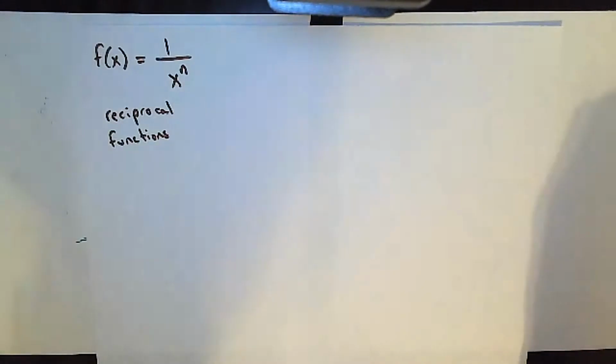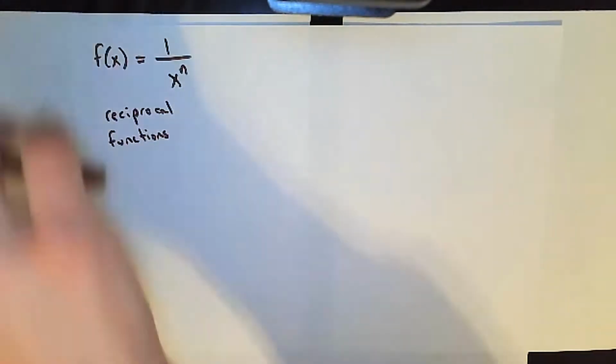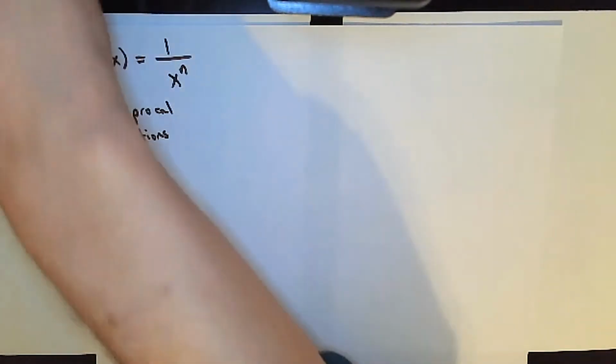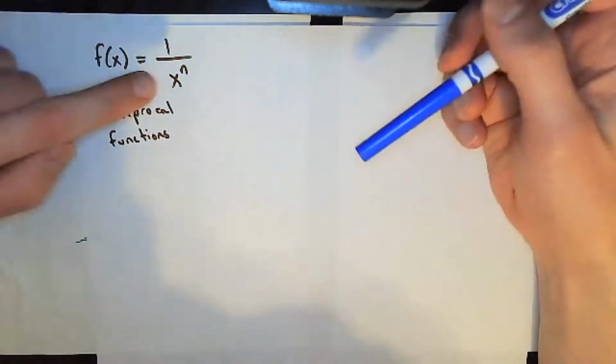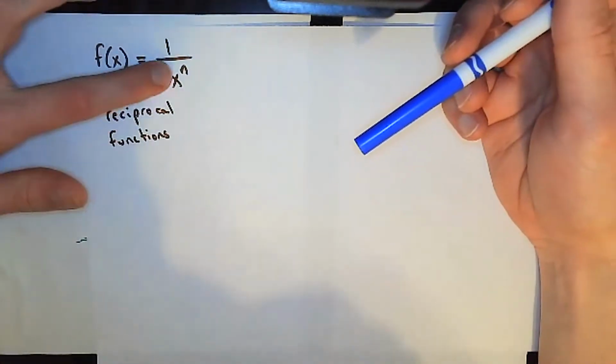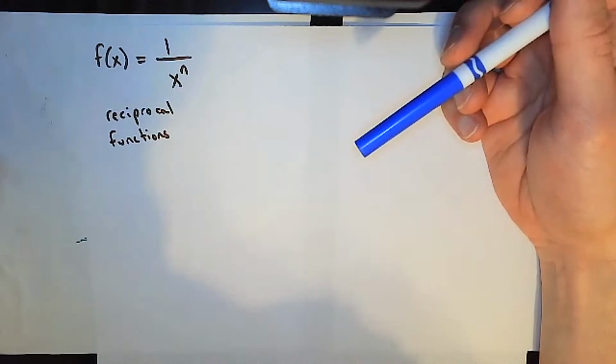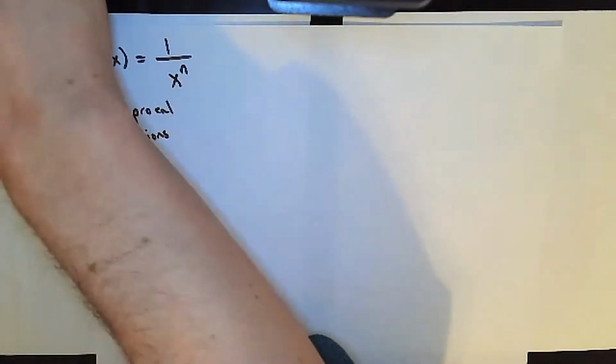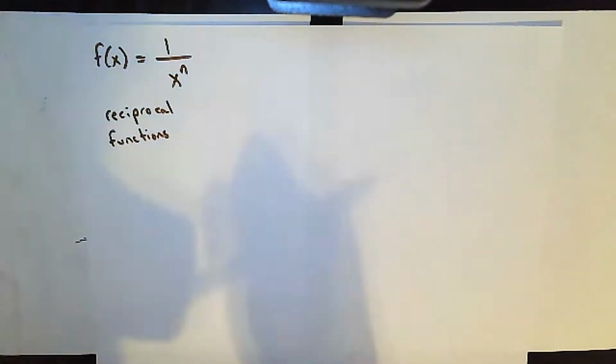What are going to be the shapes of these? So we already know there's going to be some domain issues to consider, because I can't have a 0 in the bottom in any case, right? It doesn't matter if n is even or odd. Can't put a 0 down there. Let's consider 1 over x.